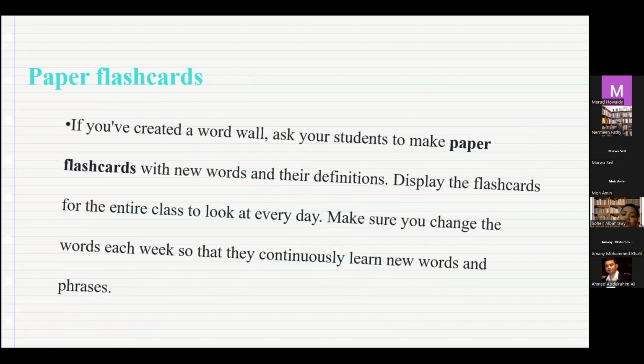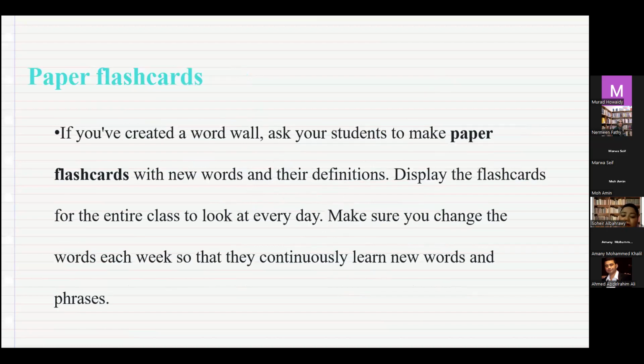We have the last technique, which is called paper flashcards, and this is related to the teacher somehow. You as a teacher create a word wall for the week. For this week's unit, we will create a word wall and ask your students to make paper flashcards with the new words and the definition, and display the flashcards for the entire class. Stick the flashcards on the word wall and ask students to look at them every day of the week. You can ask them to go and read these words and definitions daily.